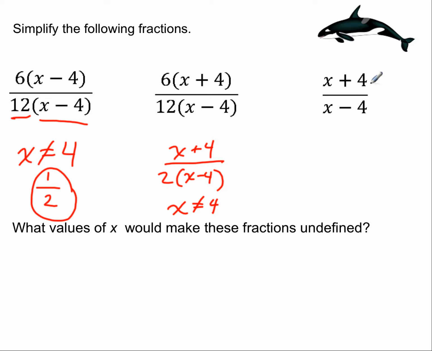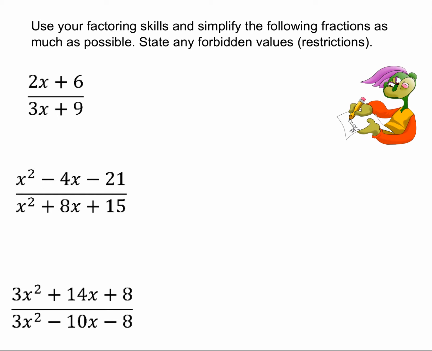And then here, remember it was already simplified, and the only value that's going to cause the denominator to turn into 0 is that x cannot equal 4. Well, there you go, they all are the same thing. So now we're going to look at the next one, which is not going to have the same answer for anything. The next slide says, use your factoring skills and simplify the following fractions as much as possible. State any forbidden values or restrictions.